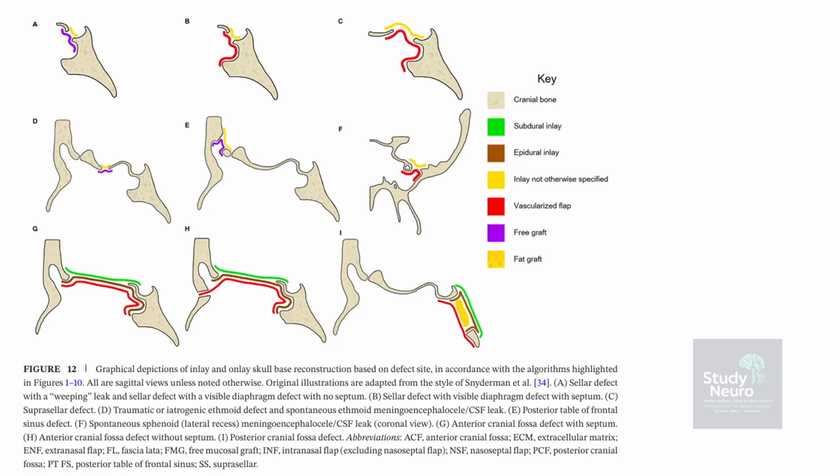This figure summarizes how skull base reconstruction is tailored to the location and characteristics of the defect. Small sellar or supradiaphragmatic defects may require an inlay graft, fat, or vascularized flap, depending on the leak and diaphragmatic anatomy. Larger anterior cranial fossa defects often require multi-layer reconstruction with a vascularized flap. Posterior defects similarly require site-specific grafting and vascularized tissue. The principle is simple. Match the reconstruction to the defect, rather than using one technique for every leak.